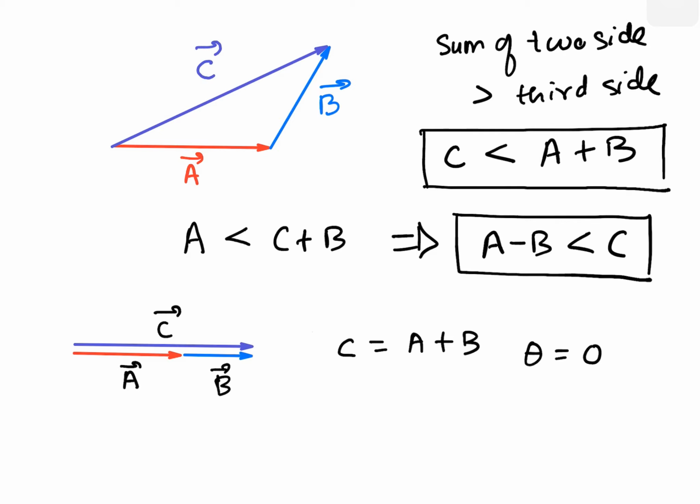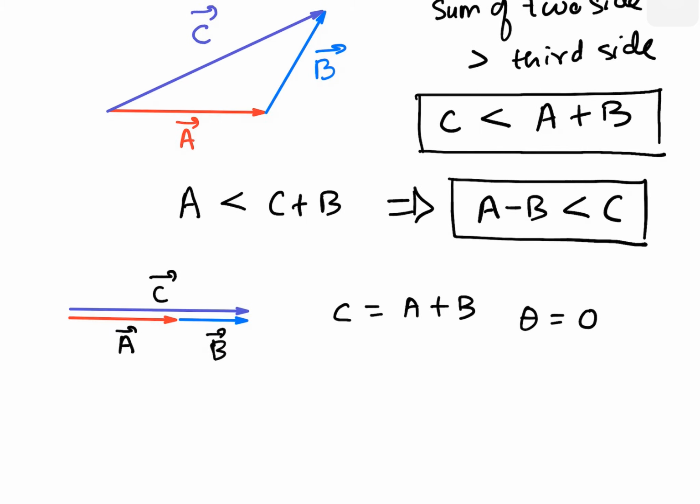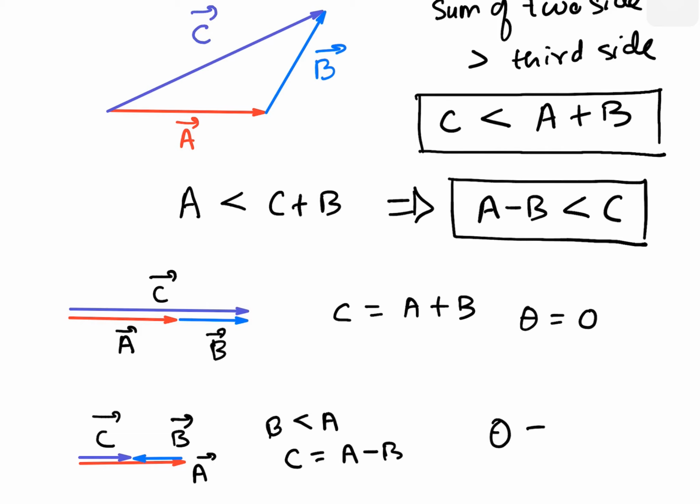Now let's take the condition when theta is equal to pi. So let's redraw the diagram. So this is our vector A and this is the vector B. Then C vector will be drawn like this. This is C vector. Here we can observe that the magnitude of B vector is less than the magnitude of A vector. Then C is equal to A minus B. Here theta is equal to pi.